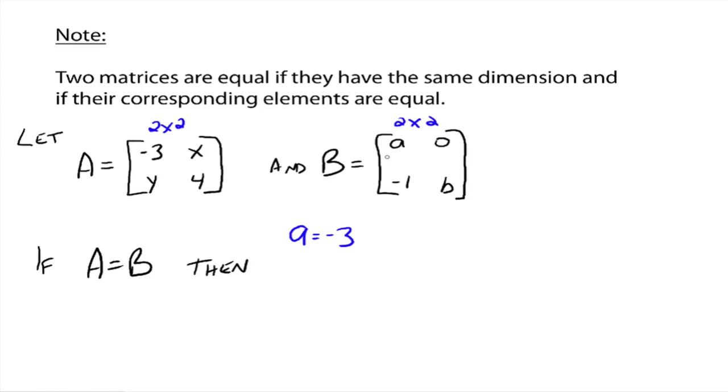because the corresponding entries have to be equal. This row 1, column 1 has to equal row 1, column 1 over here. X has to equal 0. Y has to equal -1. And 4 has to equal B. Everybody see that? I know it didn't seem like we were doing much right now. I'm just trying to get the idea across that the only way 2 matrices can be equal is if they have the same dimension and the corresponding entries are equal. Alright, so let's go on to the next one.